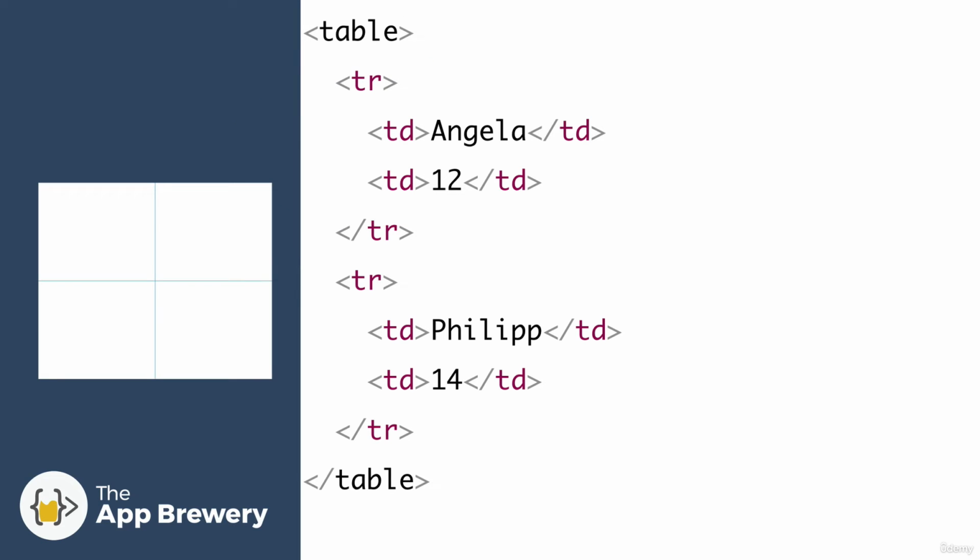Now, the next part is our table data, or rather our table cells that we create using the TD tag. And in between the open and closing TD tags, we place the actual data that's going to go into that cell. And this is a single table cell that's going to contain the words Angela, and it's going to go inside the first table row. And so over here.